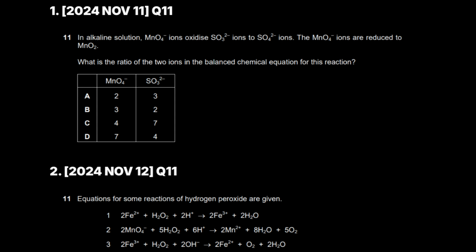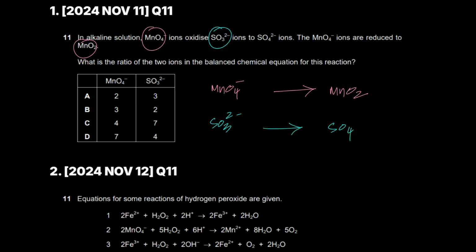So he's saying in alkaline solution, MnO4 minus ions oxidize SO3 2 minus ions to SO4 2 minus ions. The MnO4 minus ions are reduced to MnO2. What is the ratio of the two ions in the balanced chemical equation? Again, what's happening? MnO4 minus ions are going into MnO2, and you have SO3 2 minus going into SO4 2 minus.